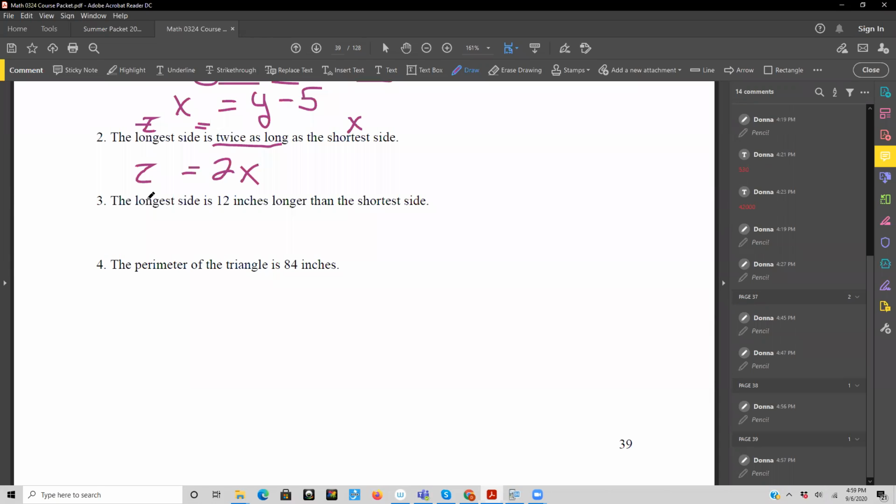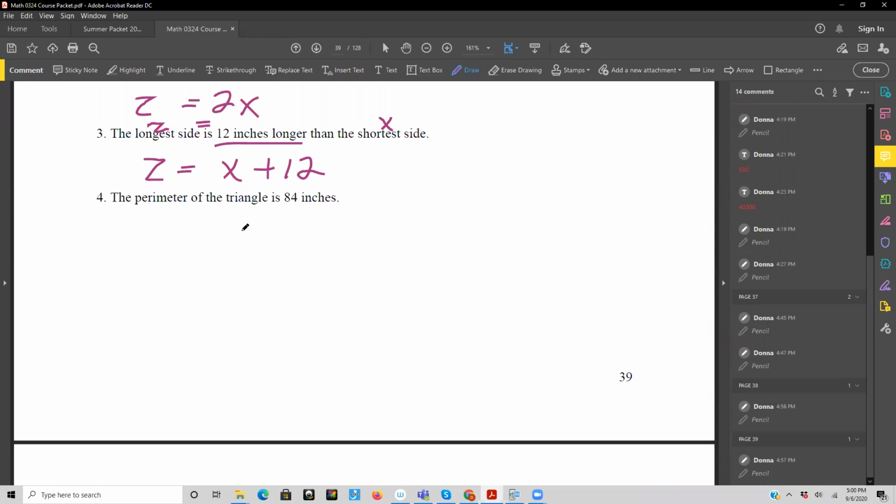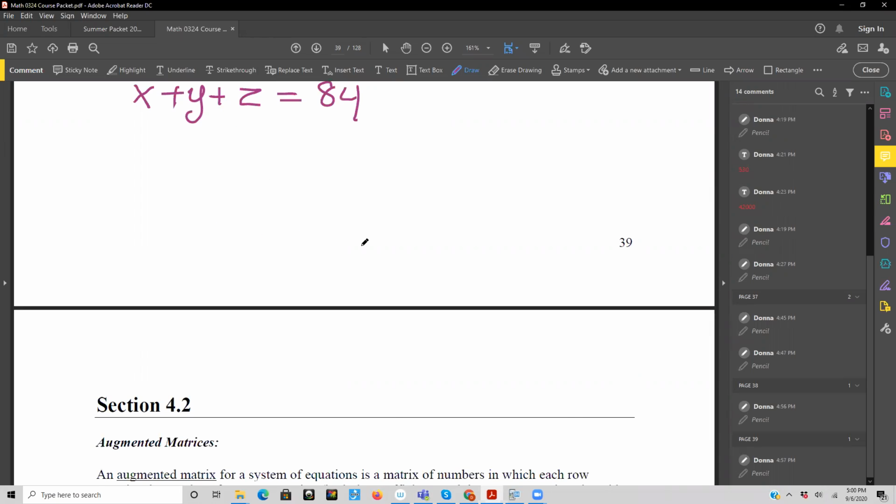The longest side, that's Z, is 12 inches longer than the shortest side, which we call X. Okay, so Z equals, if it's 12 inches longer, that means all I gotta do is add 12. Okay. The perimeter of the triangle is 84 inches, so that would be the sum of the 3 sides. Remember, the perimeter is the distance around it. X plus Y plus Z is 84. Okay. All right, so that's it.